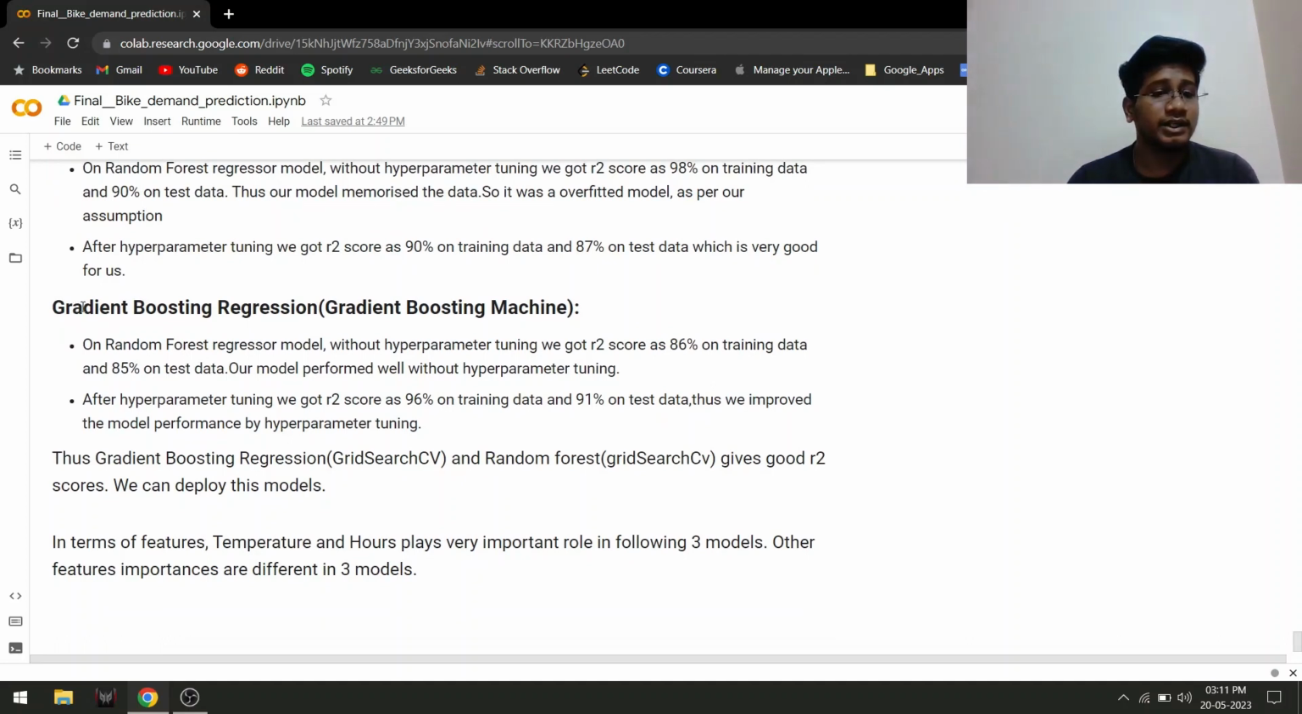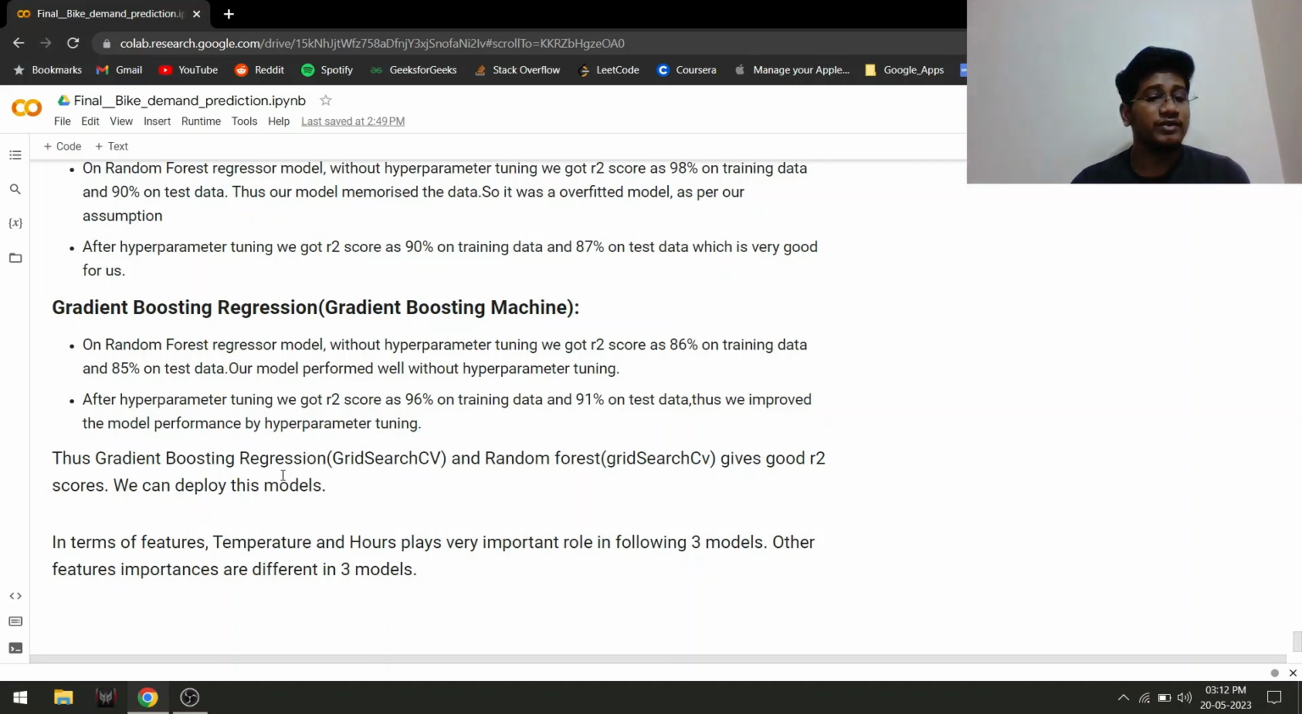Gradient boosting regression. On gradient boosting regressor model without hyperparameter tuning, we got R2 score as 86% on training data and 85 on test data. Our model performed well without hyperparameter tuning. After hyperparameter tuning, we got R2 score as 96% on training data and 91 on test data. Thus, we improved the model performance by hyperparameter tuning. Thus, gradient boosting regression grid search CV and random forest grid search CV give good R2 score.